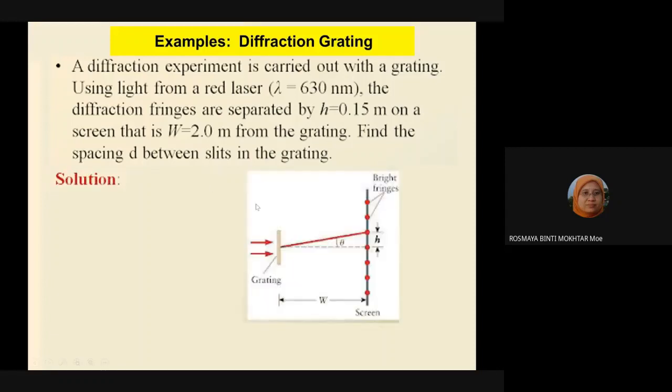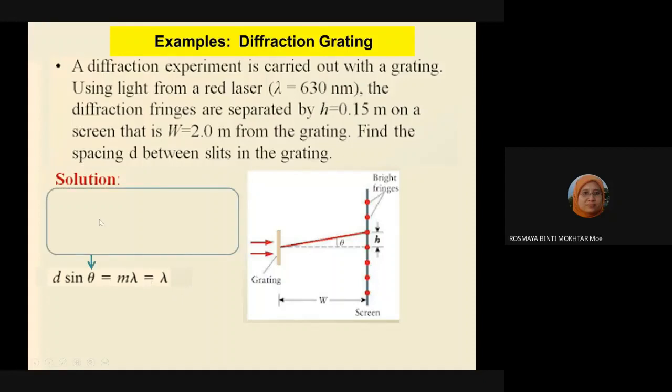Okay, so the solution. This is to imagine how it looks. The question asks for this D, the spacing D between the slits of the grating. The angle theta here, H is the height of the separation between the fringes, and W is given from the grating to the screen. Then we use D sine theta equals M lambda. For M, you can choose any order, but the easier one is M equals 1, because the separation between fringes is all the same, H. Here also H, here also H. So we choose M1, from M0 to M1.